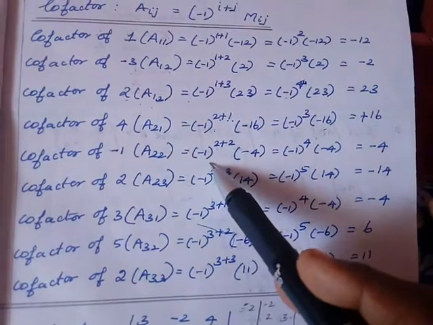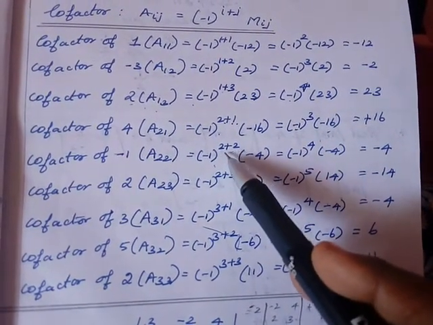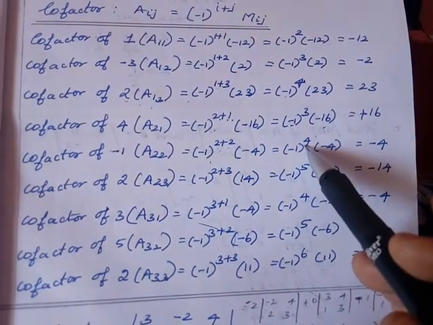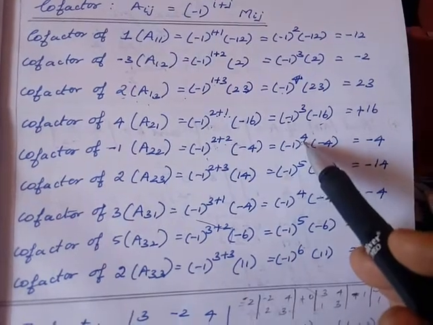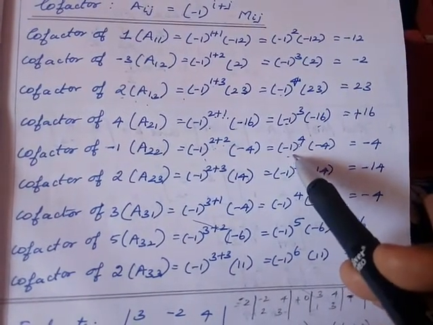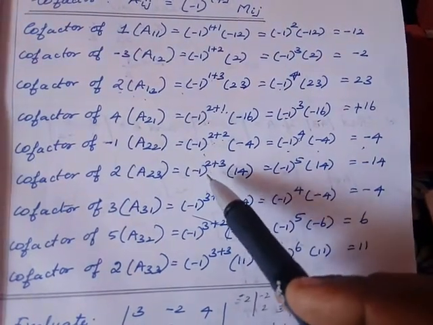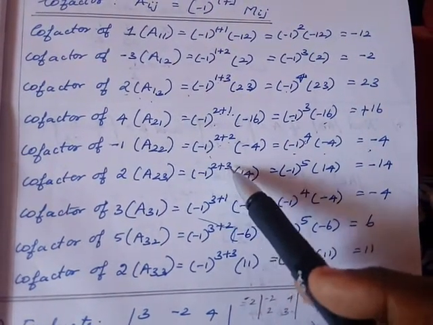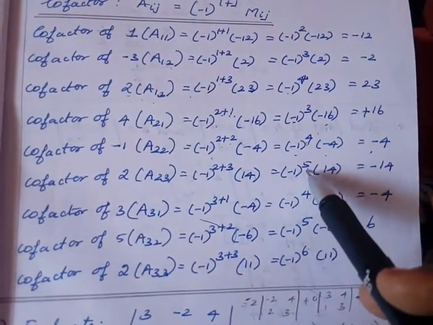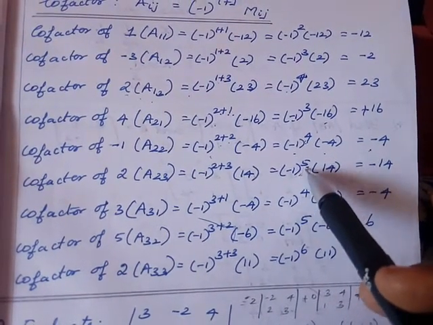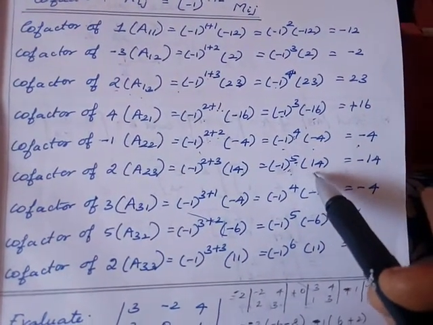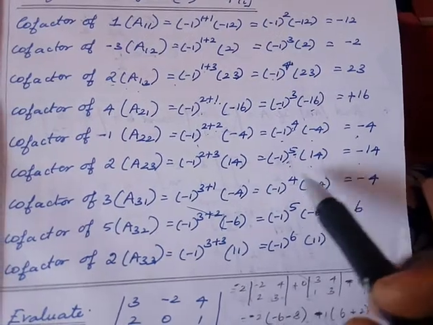Next, minus 1 whole to the power 2 plus 2. 2 plus 2 is 4. Even number, you will be getting plus sign. Plus 1 into minus 4, answer is minus 4. Minus 1 whole to the power 2 plus 3. 2 plus 3 is 5. Odd number. Minus 1 whole to the power 5 is minus 1. Minus 1 into 14 is minus 14.